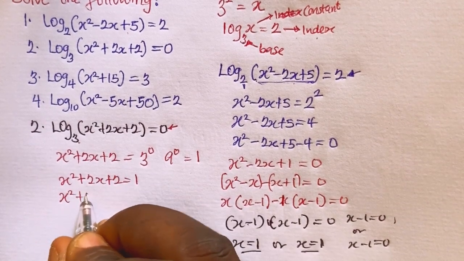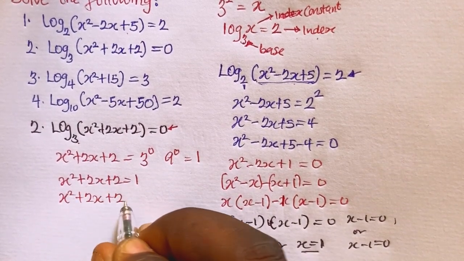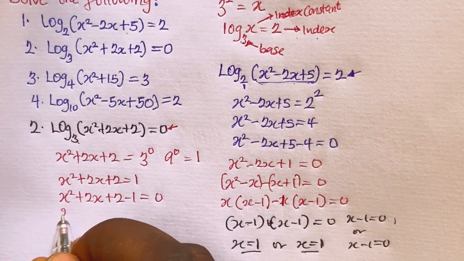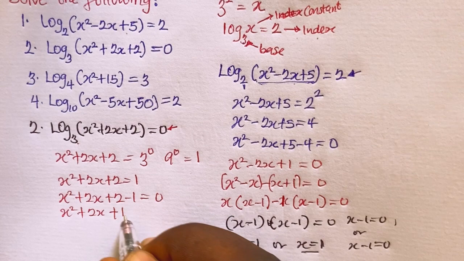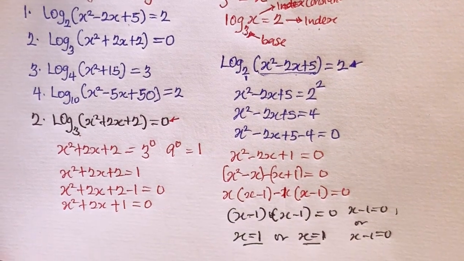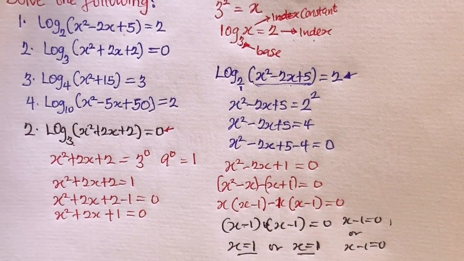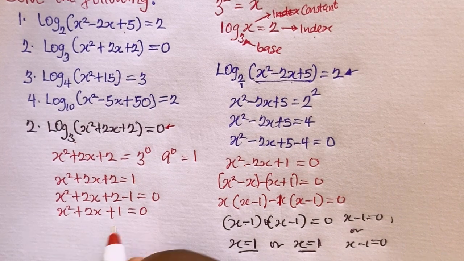Then you have x squared plus 2x, then plus 2 minus 1 equals 0. Then x squared plus 2x, then plus 1 equals 0. So now let me simplify this expression further. Let me factorize it.